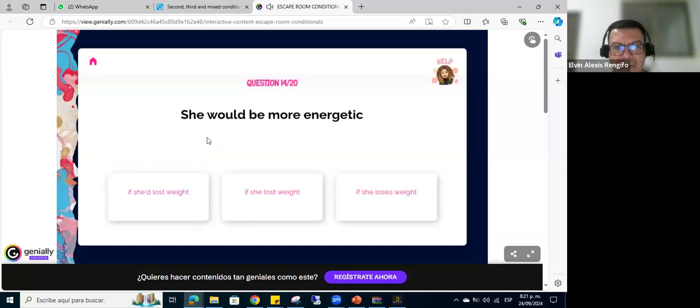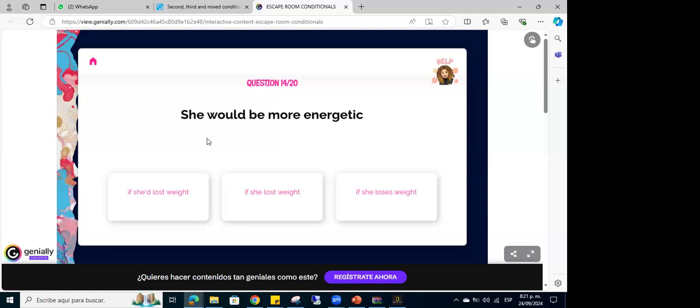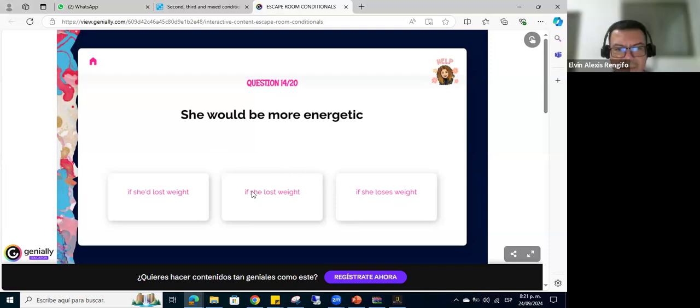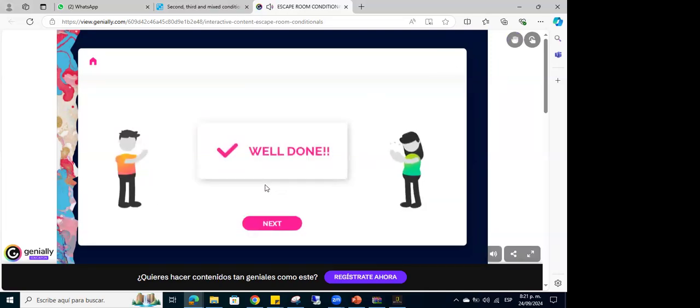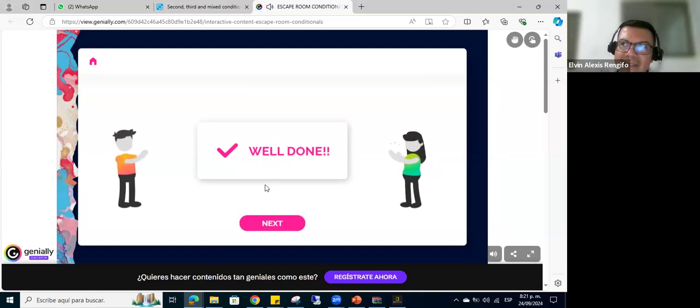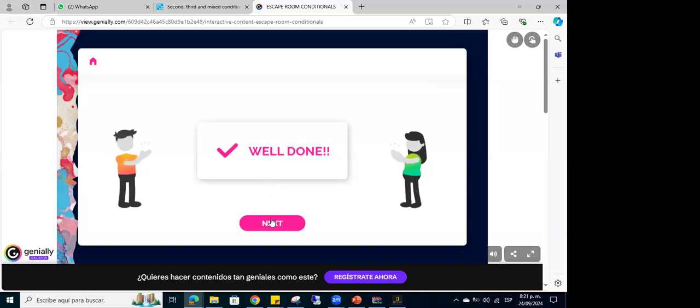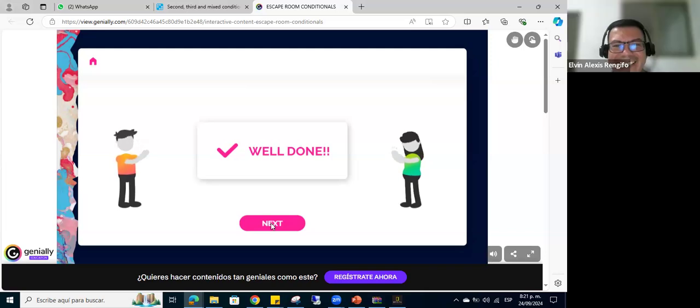Okay, she will be more energetic if she lost weight. Okay, this one, or this one? If she loses weight. This one? No, the answer is this one. The answer is the one in the middle because you have would, so you need the verb in the past. Are you confused? Me too. Okay, let's continue.